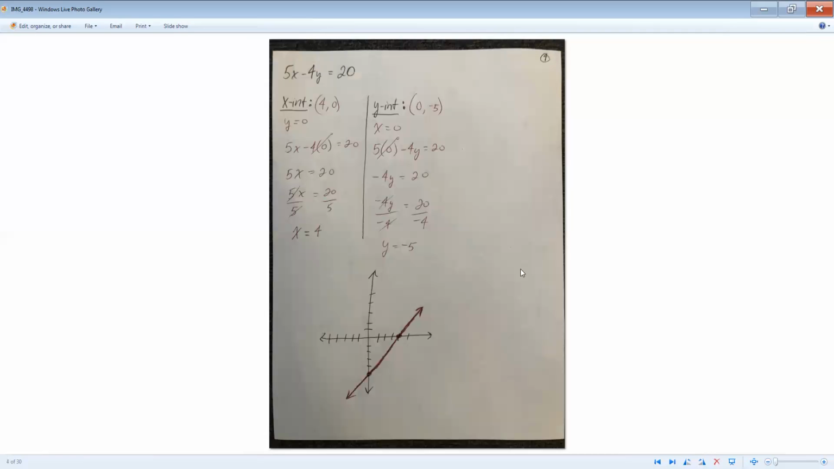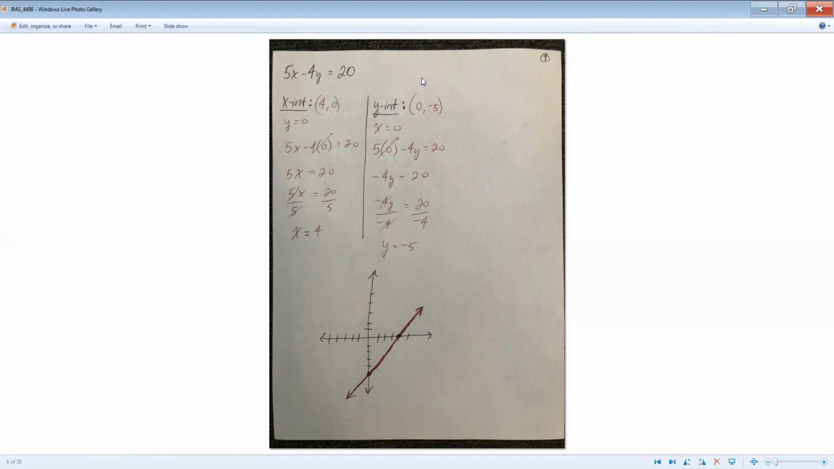Do that again. If we have 5x minus 4y equal to 20, finding your x-intercept, let y be equal to 0. Plugging in 0 for y, that cancels out the 4y, leaving us with just 5x equal to 20. Divide by 5, x is equal to 4, so you have the ordered pair of 4, 0.